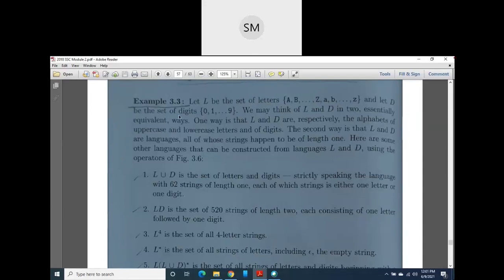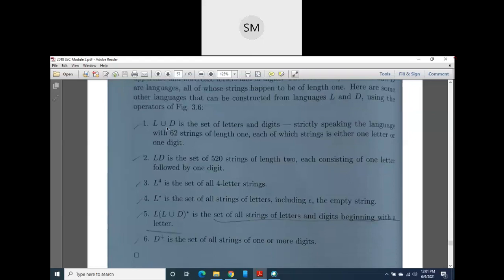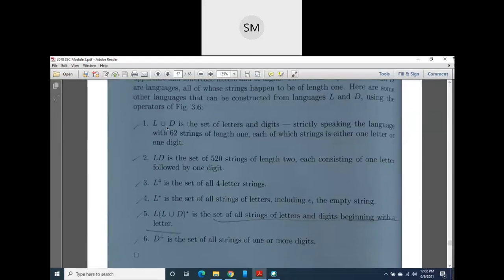And one more set is there, digits, capital D. Digits are 0 to 9, so the total number of digits is 10 here. Remember, here 52 and here 10. Once you perform the union of these two sets, how many elements will you get in your set?